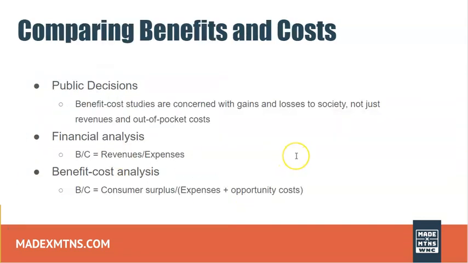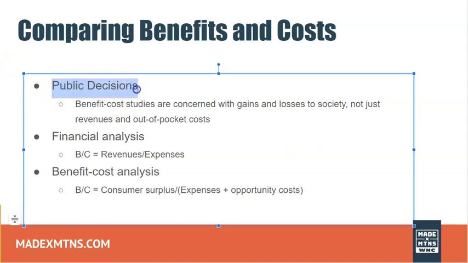Okay, so to begin with, in terms of comparing benefits and cost of recreation programs and infrastructure, it's important to keep in mind that we're analyzing public decisions. So we're thinking about gains and losses to society and not just revenues and out-of-pocket costs. So revenues and out-of-pocket cost is what is used in a financial analysis.